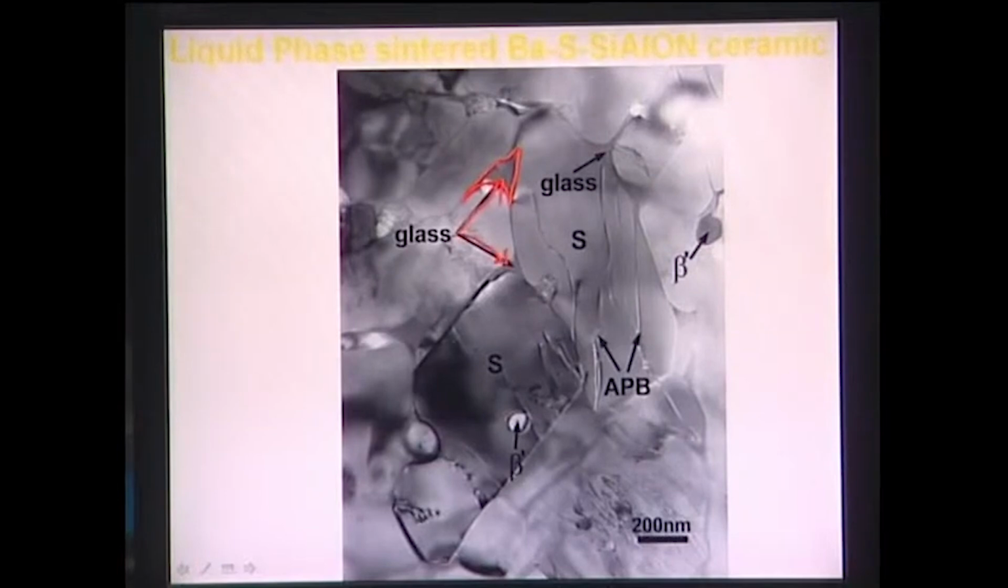This is one liquid phase, this is another liquid phase. In these transmission electron microscope pictures, you can clearly see that there are several places where the liquid phase has formed, okay, and this leads to the good liquid phase sintering property of these silicon nitride based materials.